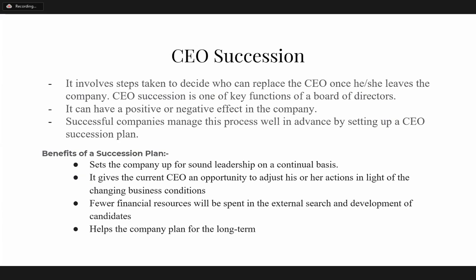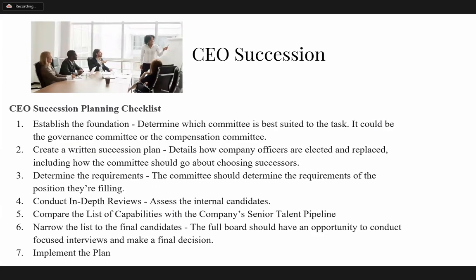Next slide. A CEO succession planning list includes the following. The first one is to establish the foundation. This determines which committee is best suited to the task. It can be the governance committee, which assists the board in matters affecting the company, or the compensation committee, which oversees the company's compensation and benefits.